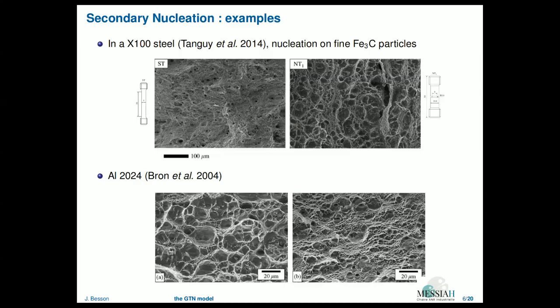On the left, a very sharp notch bar. High triaxiality, and you get much larger dimples, no secondary nucleation. We also observed that a long time ago on aluminum in a cracked specimen. High triaxiality, we get large dimples, that's the picture on the left, and low triaxiality, secondary nucleation. So that's really a mechanism that exists.